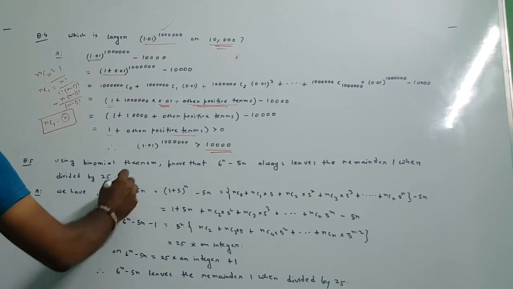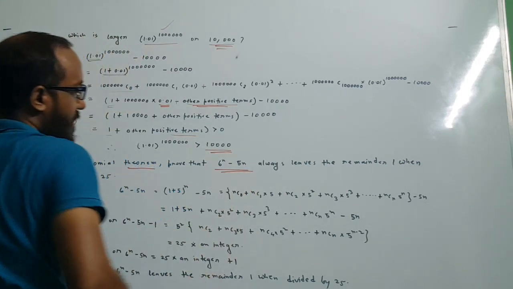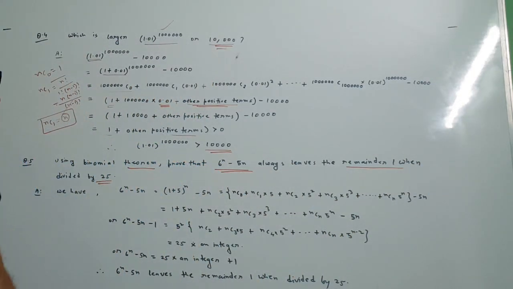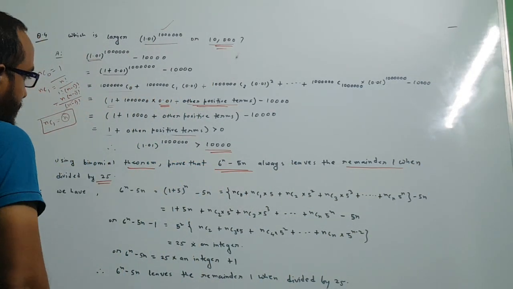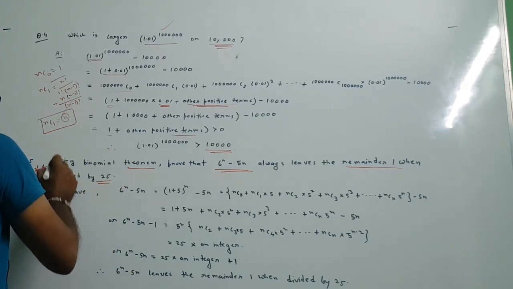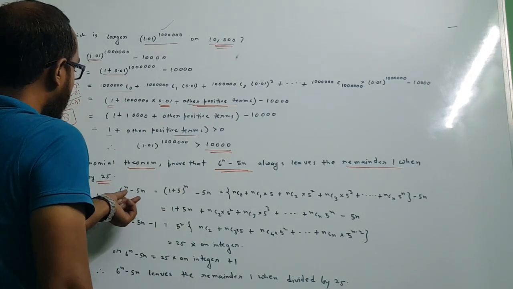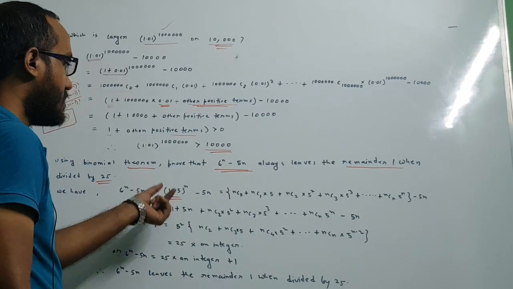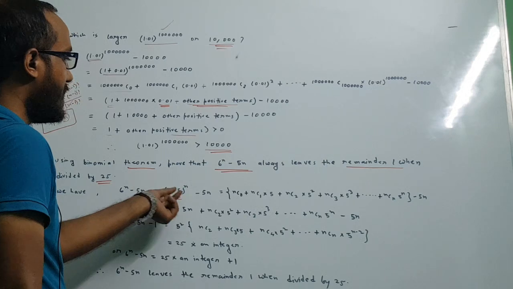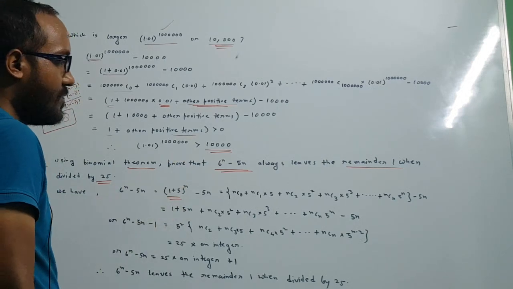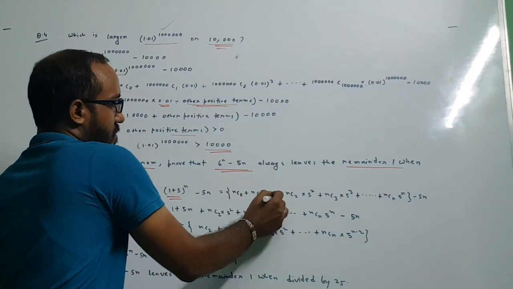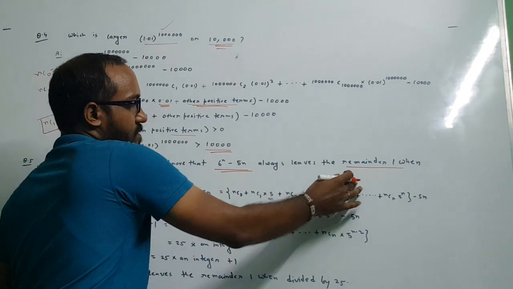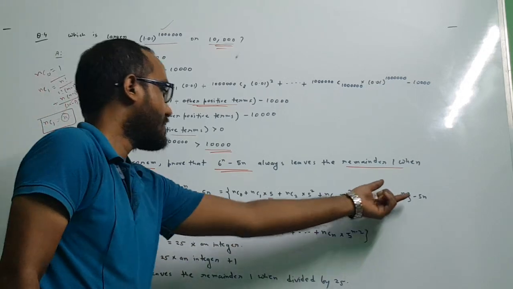Next question: using binomial theorem, prove that 6 to the power n minus 5n always leaves the remainder 1 when divided by 25. This is an extremely important type of problem. This may come in your exam, so stay concentrated. 6 to the power n minus 5n. We can write 6 to the power n as 1 plus 5 to the power n. So again expand this as a plus b whole to the power n, or x plus y whole to the power n. nC0, nC1 into b to the power 1, because our first term is 1, right? b to the power 1, b to the power 2, b to the power 3, going like this, minus 5n.